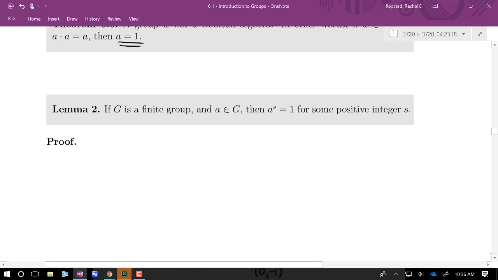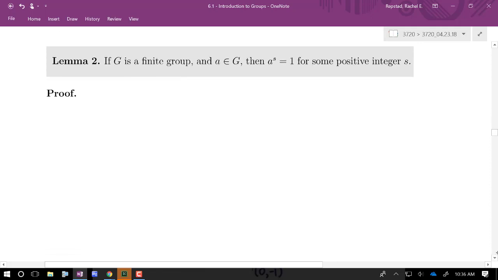So here's an interesting result. If we have a finite group and A is an element of G, then some power of A is equal to 1. Think about A times A times A times A. If I think about the elements I might generate by doing that over and over again, this says eventually we'll get to 1 for some positive integer S. So let's prove this.